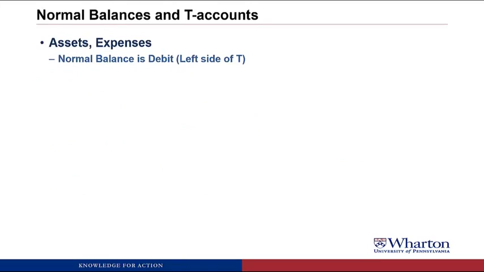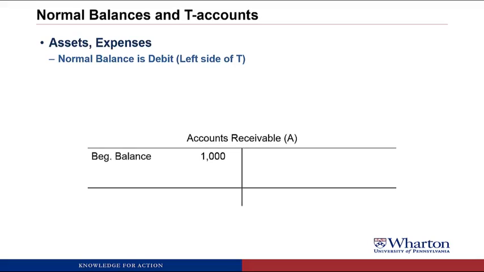Okay, let's take a look at how this works in more detail. Assets and expenses are going to have a normal balance that's a debit, which means it's going to sit on the left side of the T account. For example, let's look at an asset like accounts receivable. Remember, this is the money that's owed to us by customers based on sales we've made in the past. It's an asset because it's money we'll collect in the future. Notice I'll put a little A in parentheses to denote that this is an asset account. The beginning balance sits on the left side of the T account because it's a debit balance account.